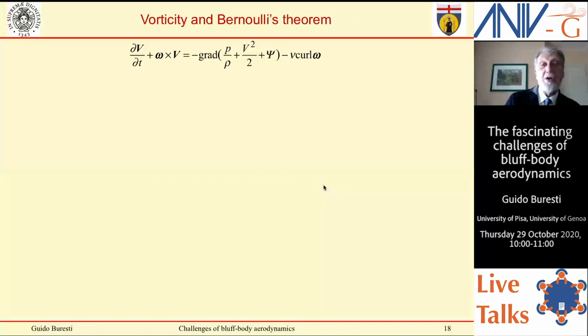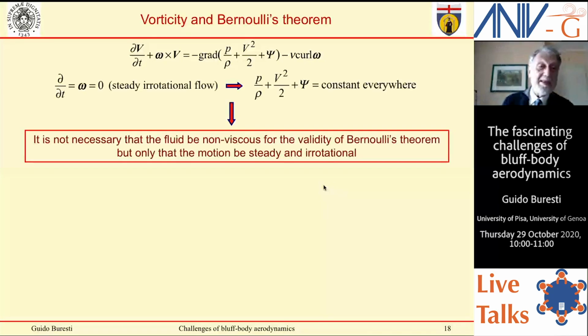And the other consequence of that equation is that it shows what the conditions are for validity of Bernoulli's theorem. You see that it is not necessary that the fluid be non-viscous for the validity of Bernoulli's theorem, as you find in an enormous number of books, but only that the motion be steady and irrotational. Obviously, if the fluid were non-viscous, that would be sufficient, but in the world there are no non-viscous fluids, so that would be a problem.